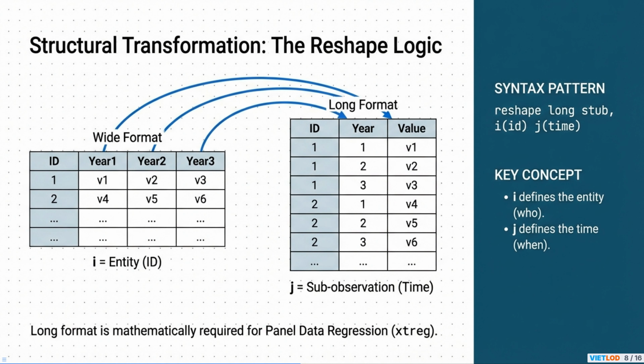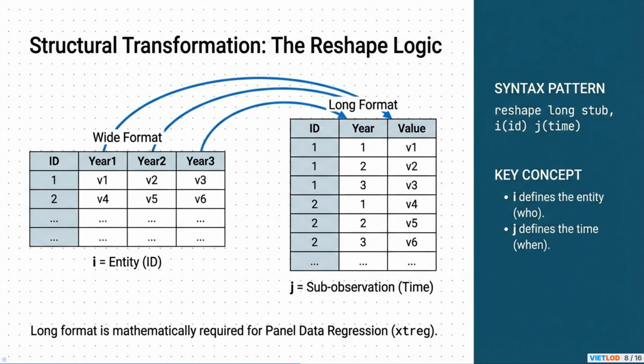The reshape command is fundamental for panel data analysis. It typically converts data from a wide format, where each time period has its own column, to a long format, where there is one column for the value and another for the time period. The syntax is reshape long stub, i(ID) j(time). Here, stub is the prefix for the variables you want to combine, like inc for inc90, inc91, etc.